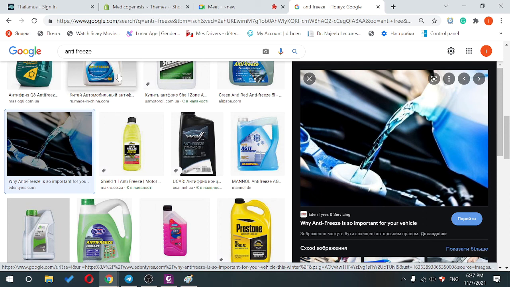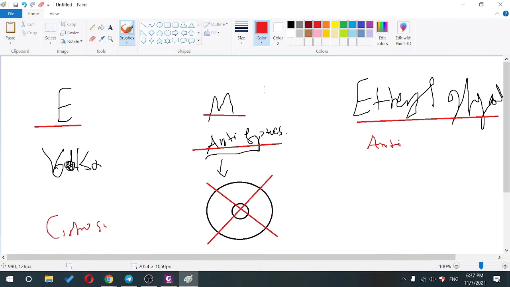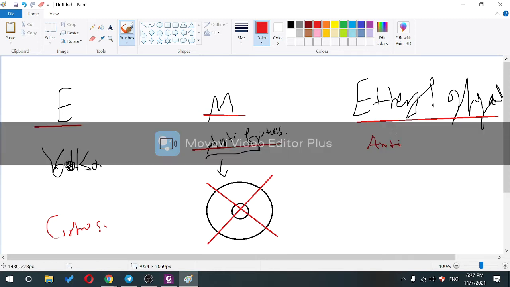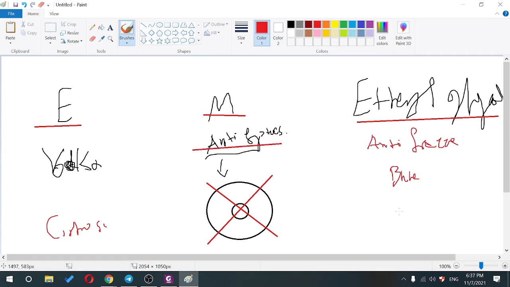So this is ethylene glycol. We call it the antifreeze. This one is methanol, ethanol, ethylene glycol. The ethylene glycol is the antifreeze. The antifreeze, it's blue. It smells sweet. So some people drink it, children and alcoholics.